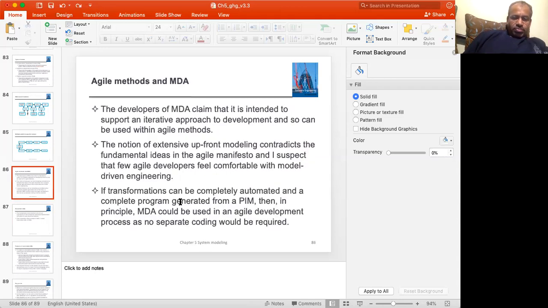Okay, so if the transformation can be completely automated and a complete program generated from a platform-independent model, then in principle model-driven architectures could be used in agile development. But obviously, this is not terribly practical in a completely automated way, because otherwise we would not have to have any coding. We would just translate the design into code.